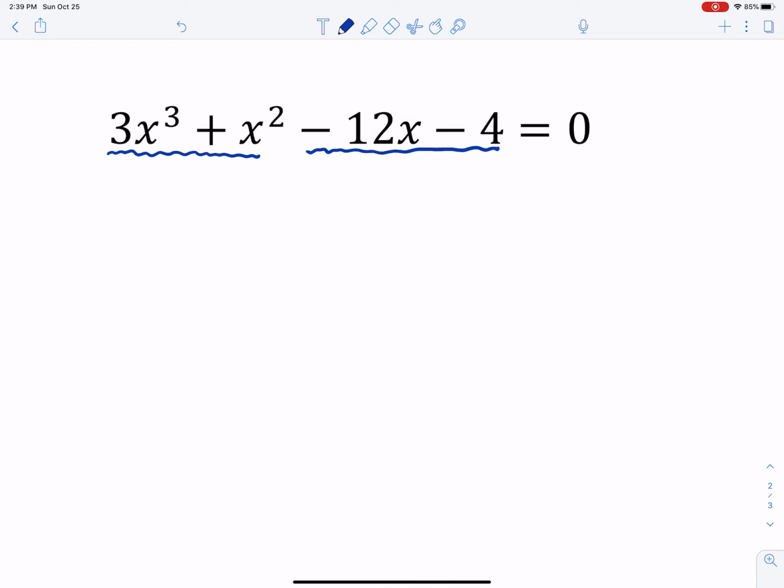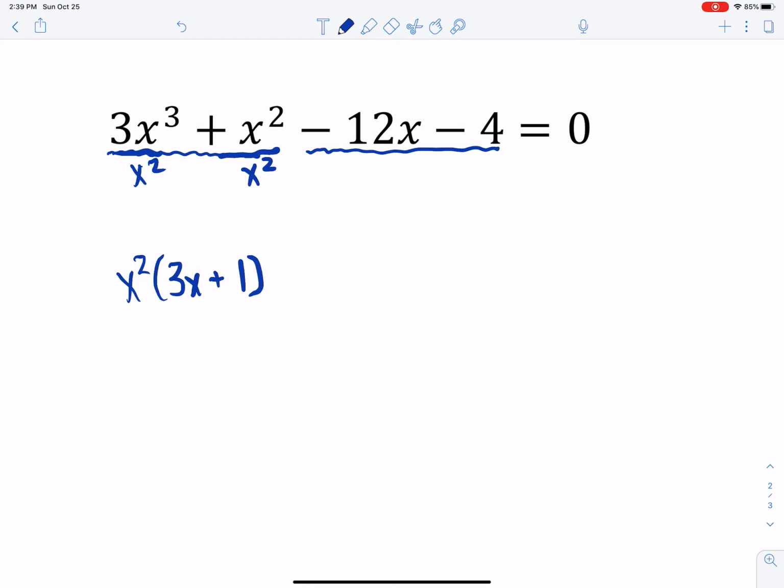from each group. So for 3x cubed and x squared, we can factor out an x squared from each one of those. And if we divide each one by x squared, 3x to the third divided by x squared is 3x. X squared divided by x squared is 1. So we have x squared times 3x plus 1.